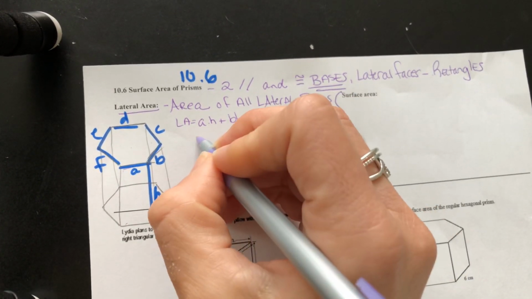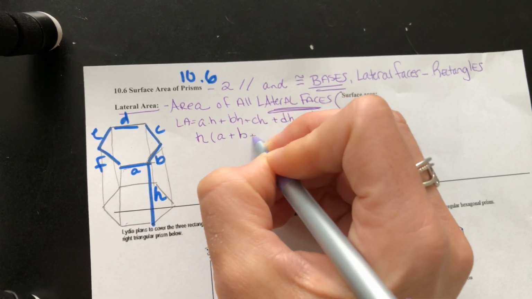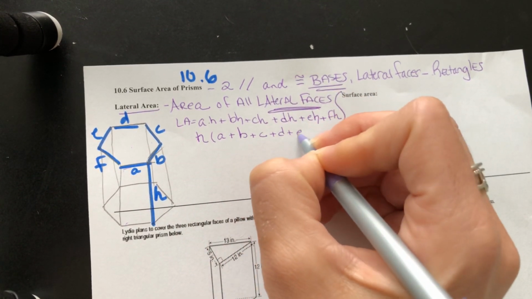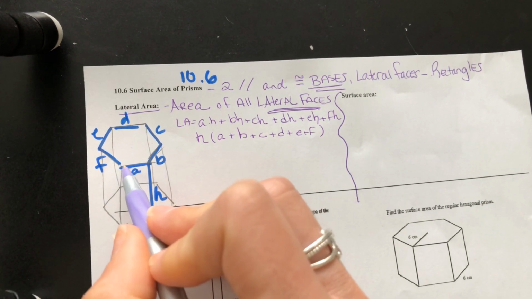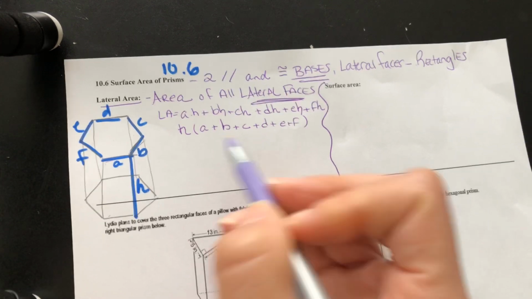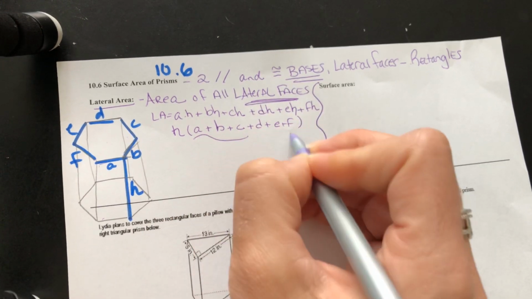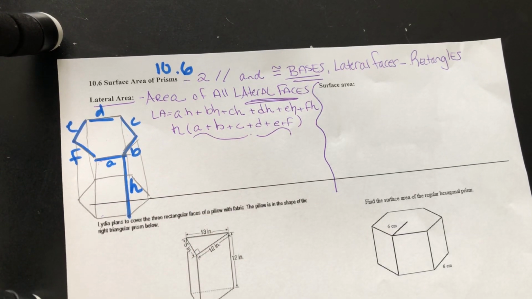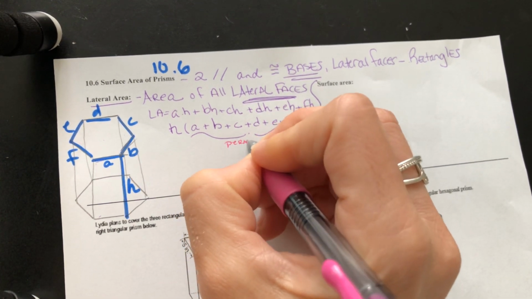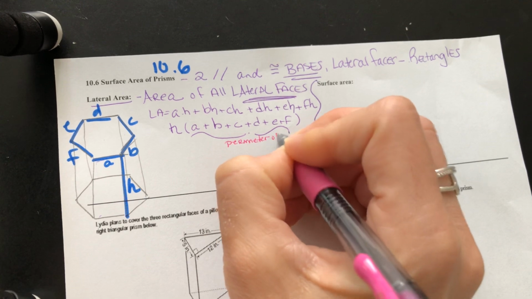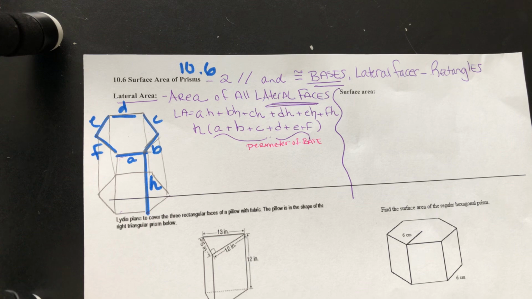Well, watch what happens. If I take out the H from everybody, I get A plus B plus C plus D plus E plus F. And instead of writing A, B, C, D, E, F, another way of doing that, if I add this plus this plus this plus this, is you're technically finding the perimeter. We'll say the perimeter of the base. Well, there you go. We just figured out your formula. So very important, here's your formula.